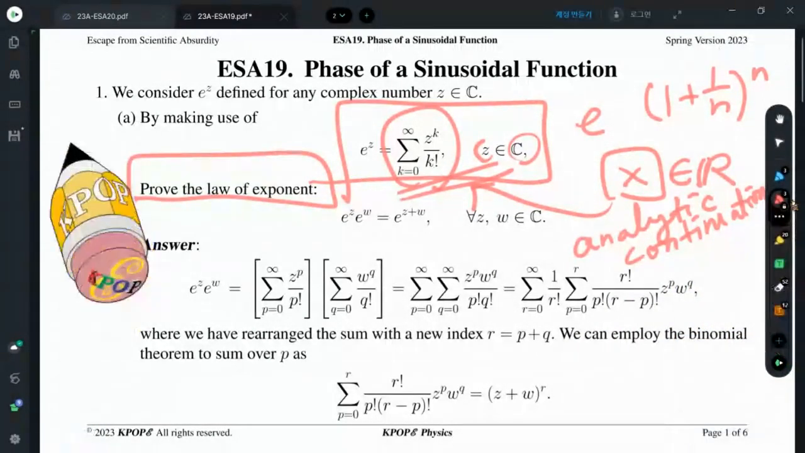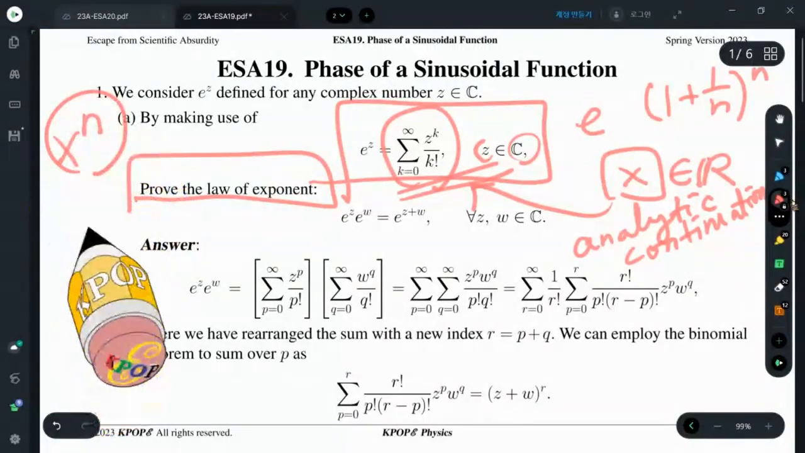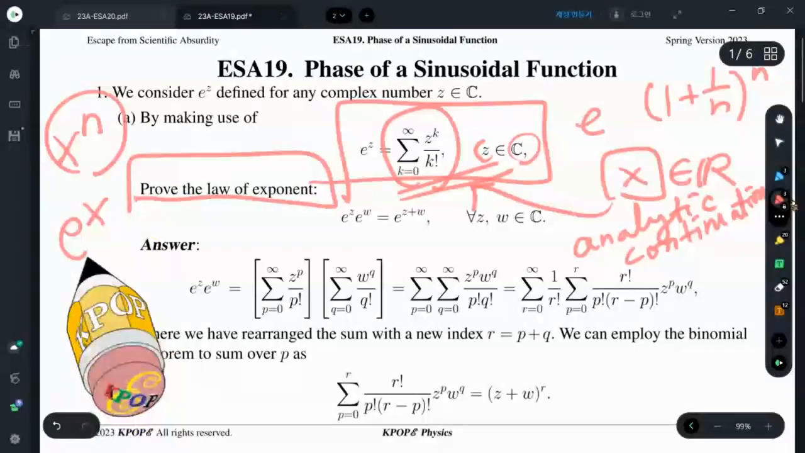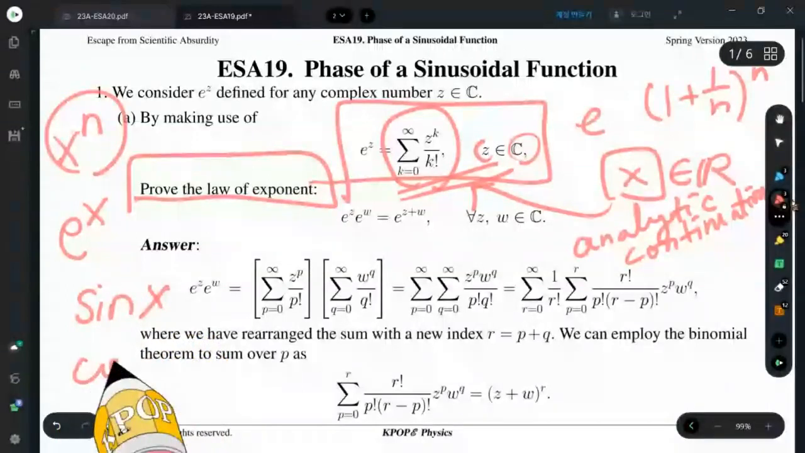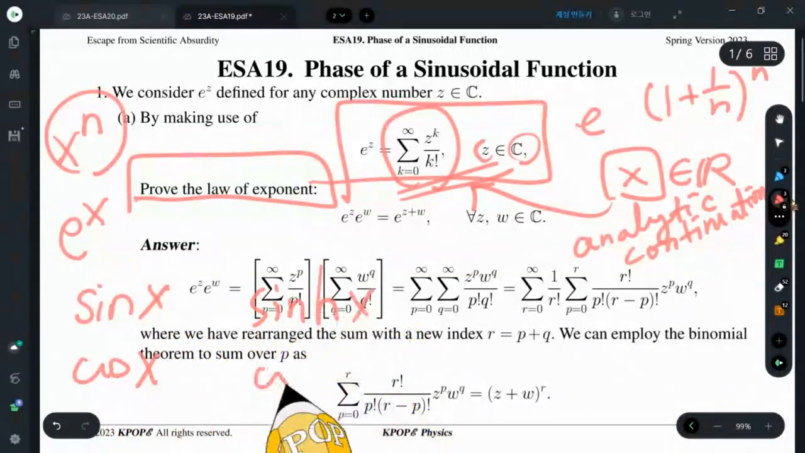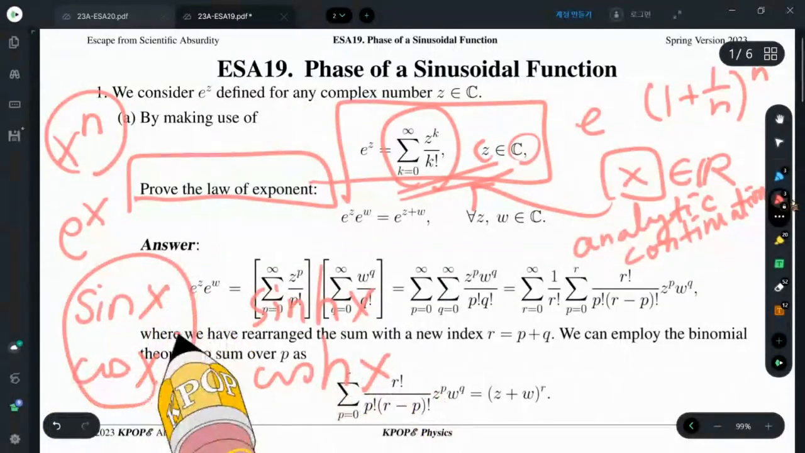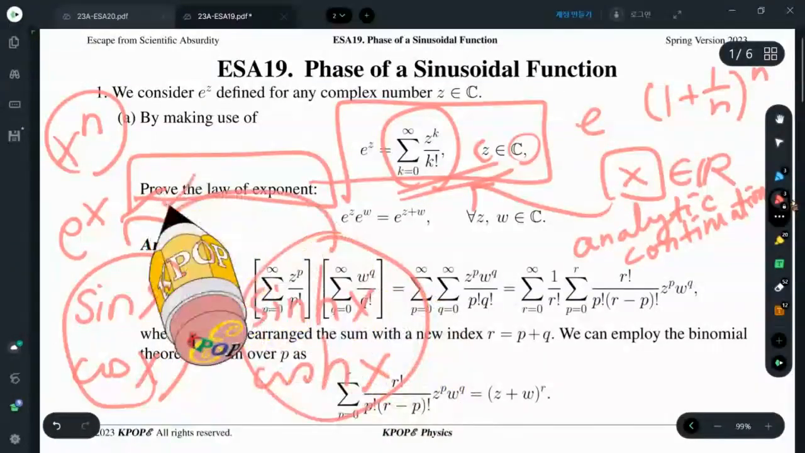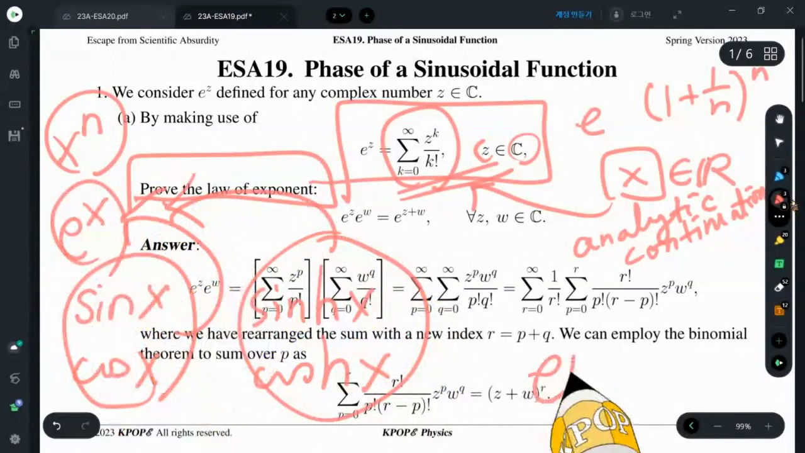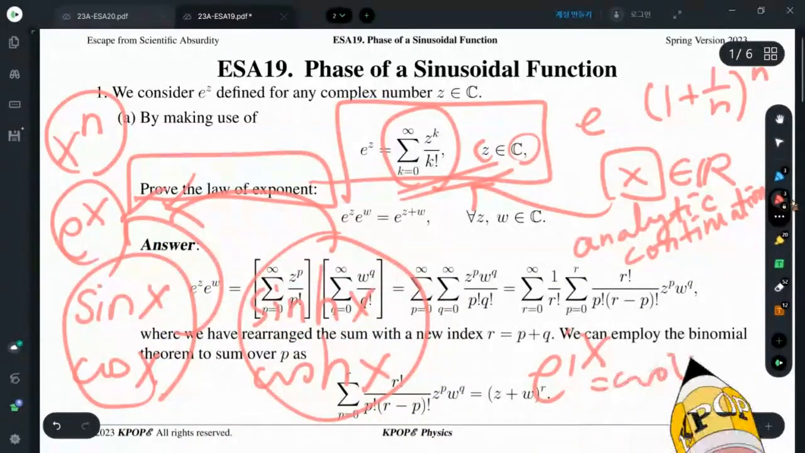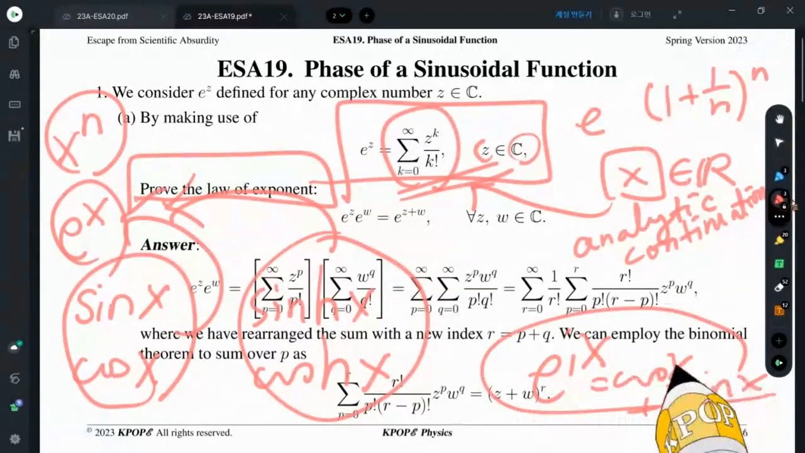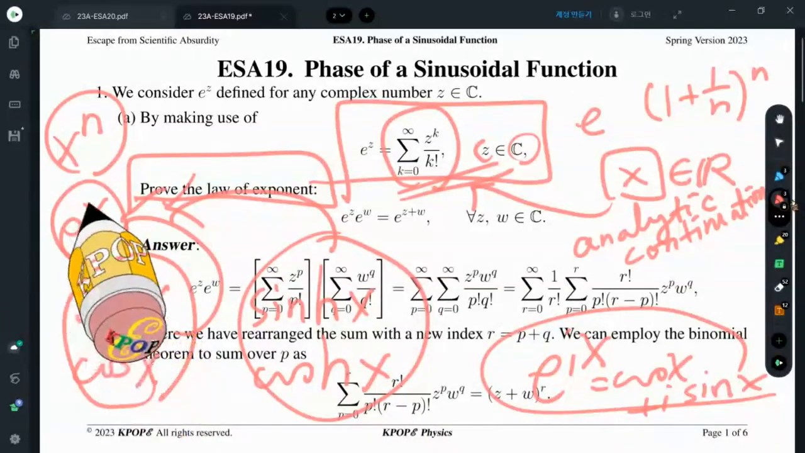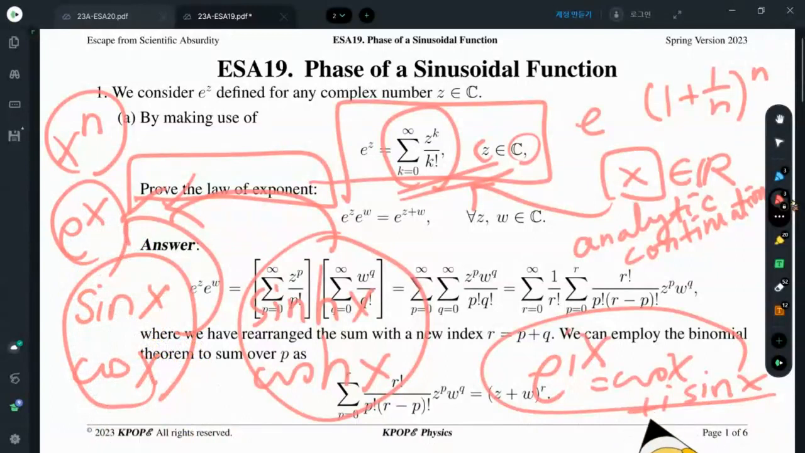In most cases, the most important part is that the exponential function can be decomposed into sine and cosine, or hyperbolic sine and hyperbolic cosine. This pair, linear combination, will give this. But we know e to the ix is cosine x plus i sine x. This is called Euler's formula. This shows this is a linear combination of sine and cosine with complex coefficients.